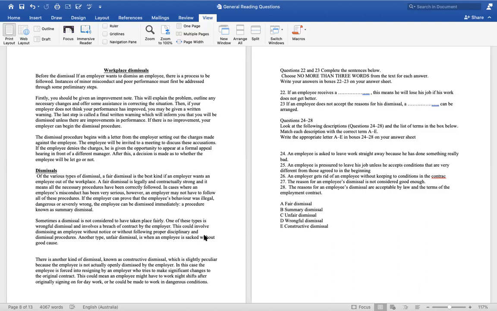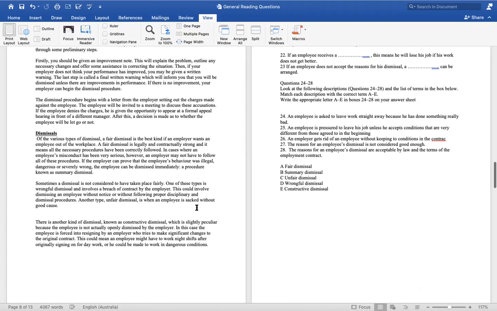So 24 is B, very good. 25 is E, good job. 26 is D, well done. 27 is C, and 28 is A. Good job, Rajesh. Very accurate and inside your time limit.